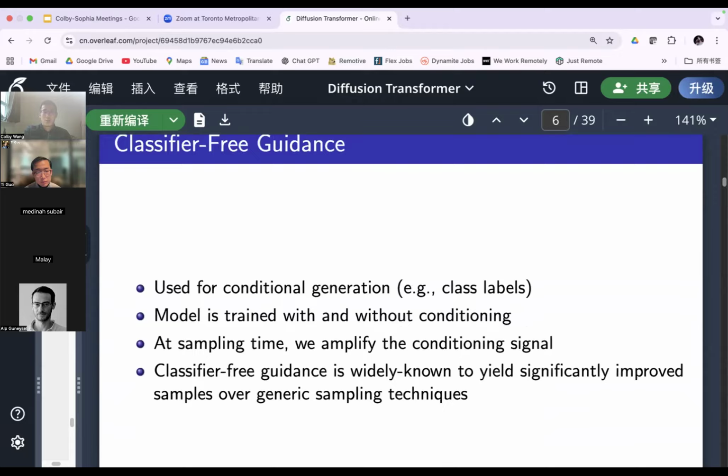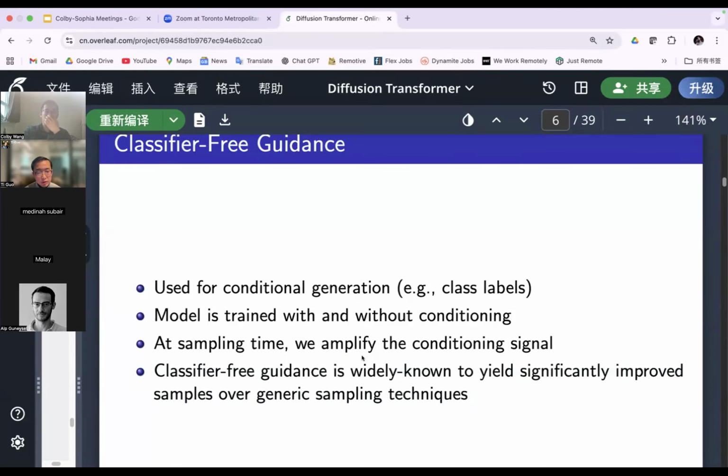Now, a little bit more. If we want our images to follow some form of guidance, like class labels, say I have 10 classes like cars, birds, whatever, then we want to train our model with and without conditioning. This conditioning can simply be a class label. At sampling time, we may want to amplify the conditioning signal. Classifier-free guidance is a way to improve your generated sample so that it follows the prompt. We'll discuss how this works in the model.